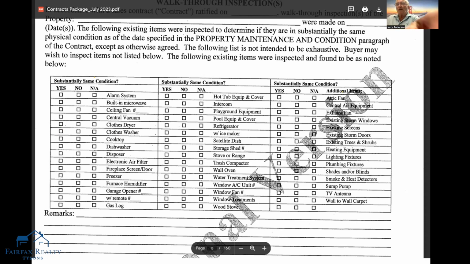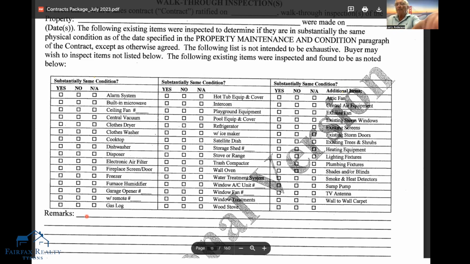Okay. Now, let's say that the dishwasher worked fine at the home inspection, but now it doesn't seem to be operating properly. Would that be a walkthrough item? Yes. Okay. Because it's not substantially the same as it was as of the home inspection report. So now you would check no and have to address it in the remarks section.